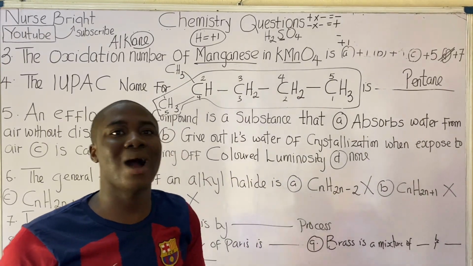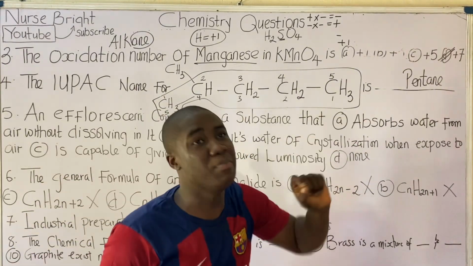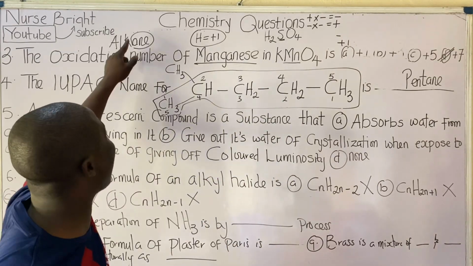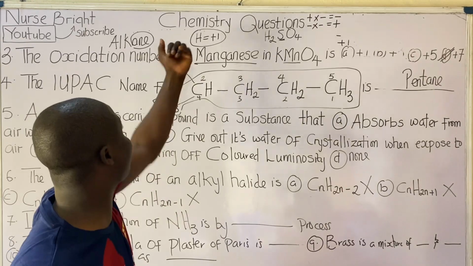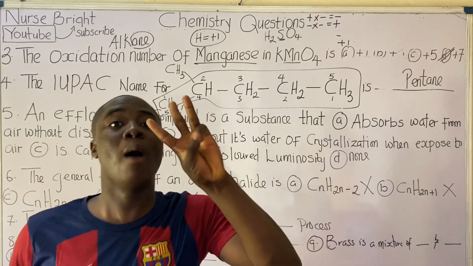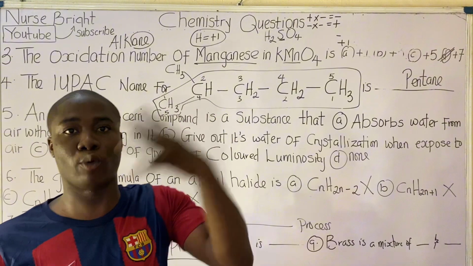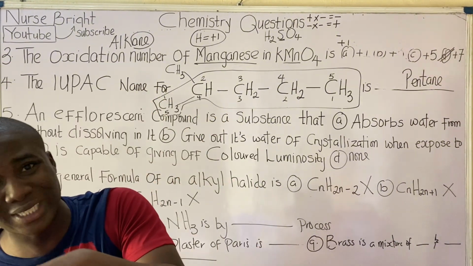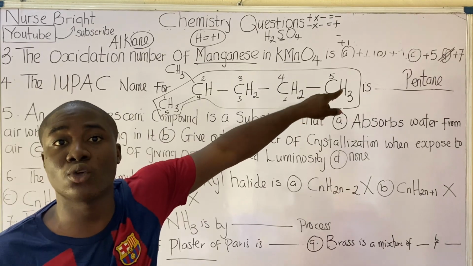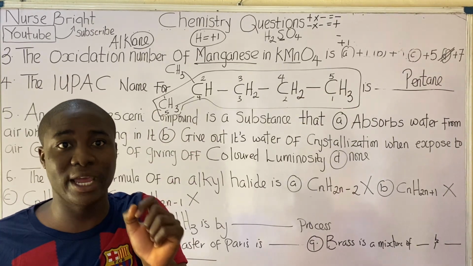When an organic compound has 1 carbon, the first name should be meth. So if it's an alkane, it should be methane. If it's 2 carbons, eth. If it's an alkane, it should be ethane. If it's 3 carbons, prop. If it's an alkane, it should be propane. 4 carbons, but. If it's an alkane, it should be butane. And now 5 carbons, so that's why it's pent. And it is an alkane, that's why it's pentane.